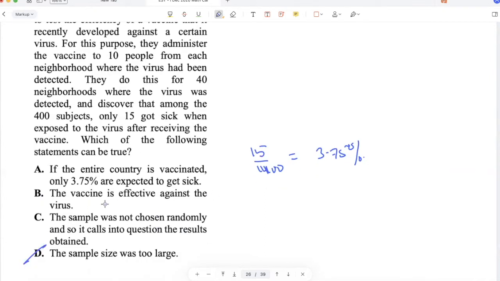The vaccine is effective against the virus sounds too certain, right? This is just a sample that we have created. I think it would be C because they only administered it to people in neighborhoods where the virus had been detected. So it's not really a random sample, right? They should have administered it to every person regardless of the neighborhood. So I'll go with C.